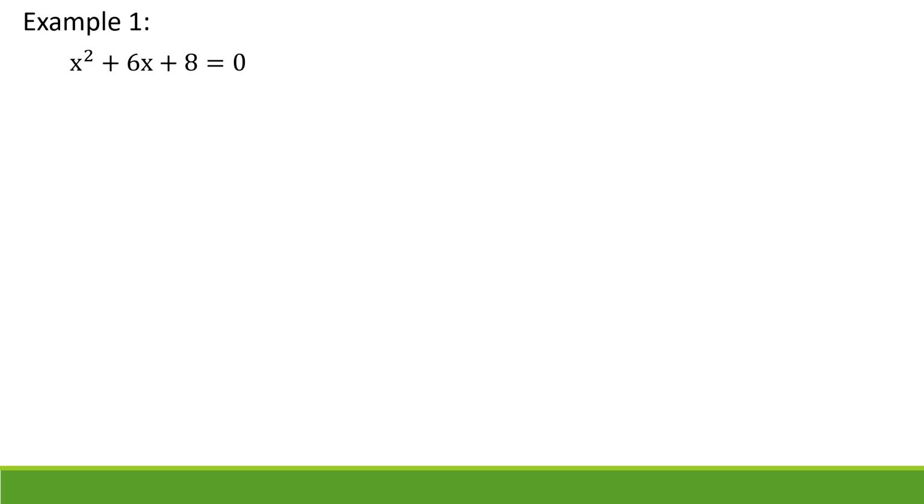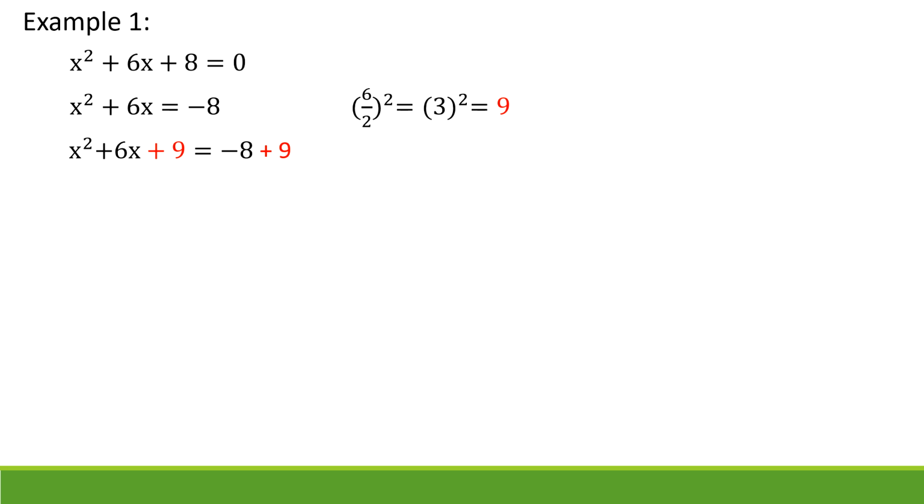So we need to transpose positive 8 to the right side. It will become negative 8. The next step is to get the coefficient of x, divide by 2, then square it. 6 divided by 2 is 3, then squared equals 9. Then add the answer to both sides of the equation. So we add negative 8 plus 9, which is positive 1.